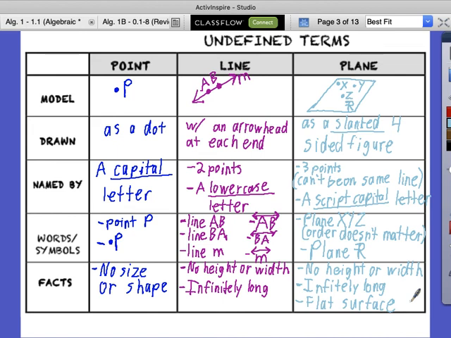Now, a good way to think about these is the plane could be like the floor. The floor is flat, okay? And it doesn't really have a height to it or a width to it. Now, the floor, if it were to be a plane, would go infinitely long in all directions. So it wouldn't just be left and right, it'd go this way too infinitely long. It just spreads out forever, okay?